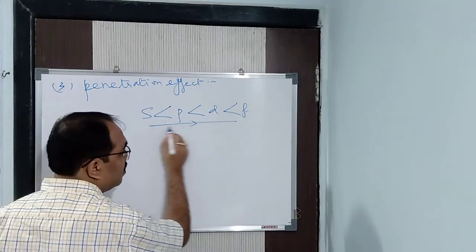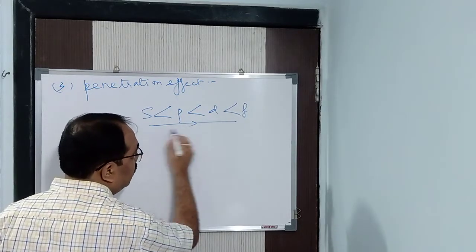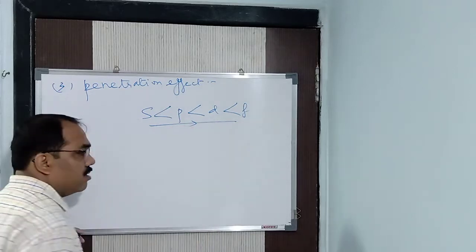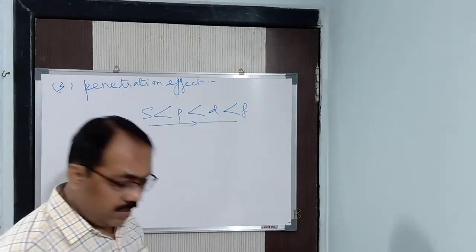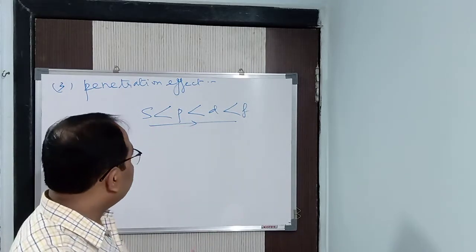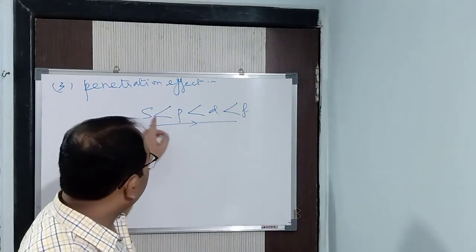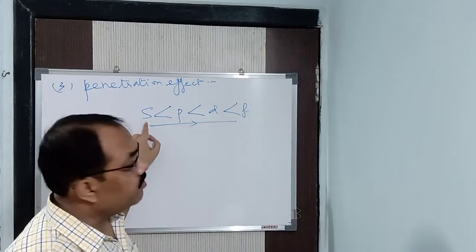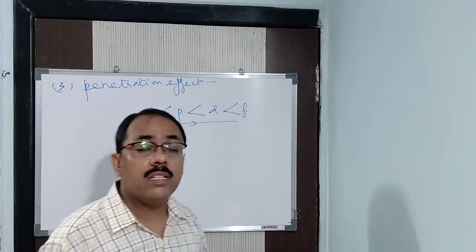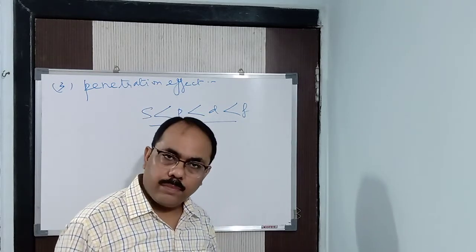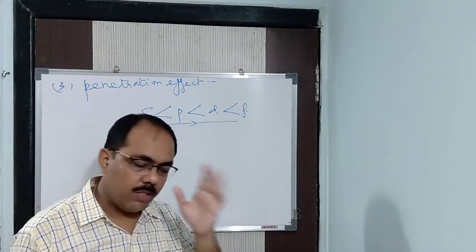Alright, clear? The distance from the nucleus increases in this manner. If you move away from the nucleus, the S subshell is always closer, then P, then D, then F. So if an electron is present in the S subshell, it is difficult to remove compared to an electron present in the P subshell. Let me give an example so that it will be clear to you.